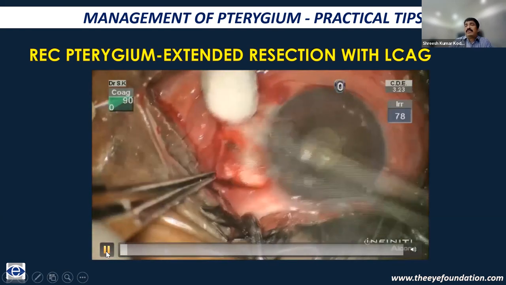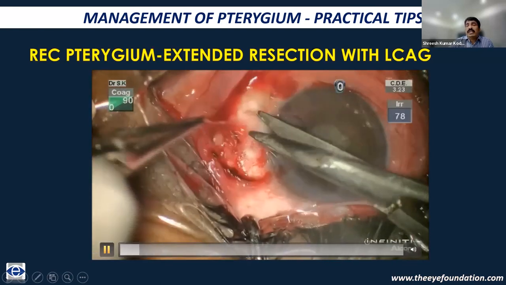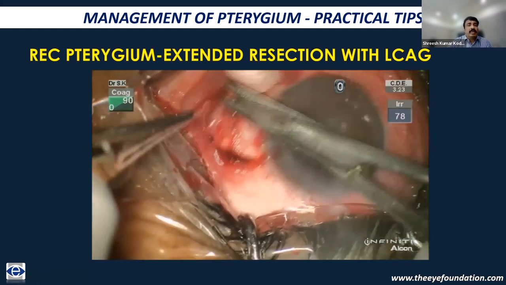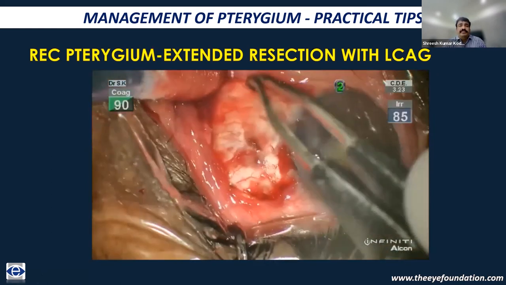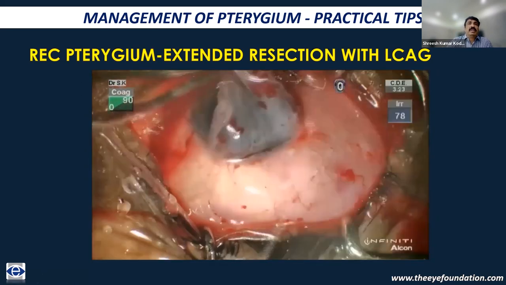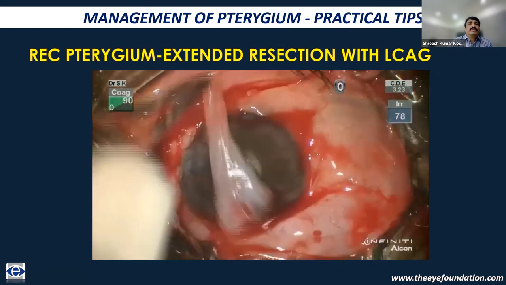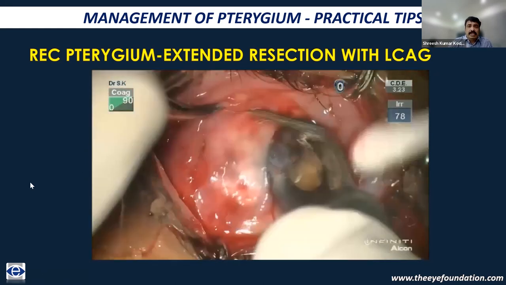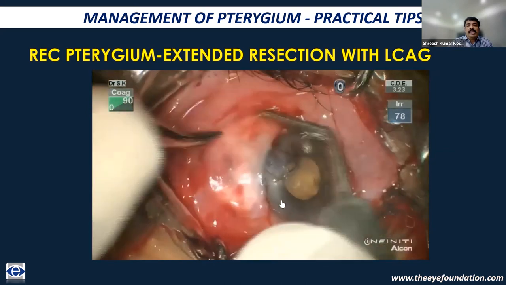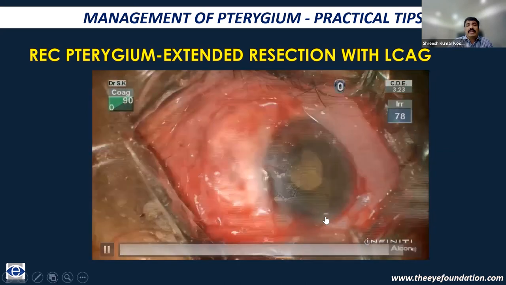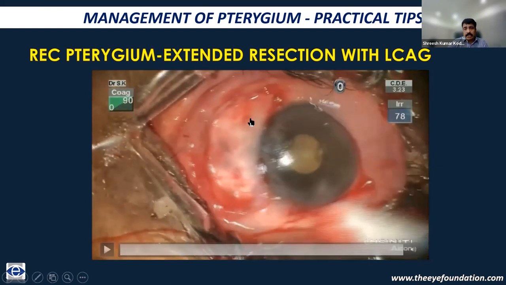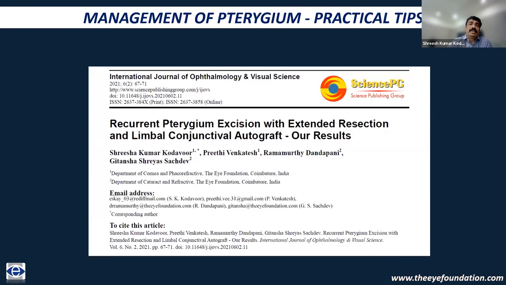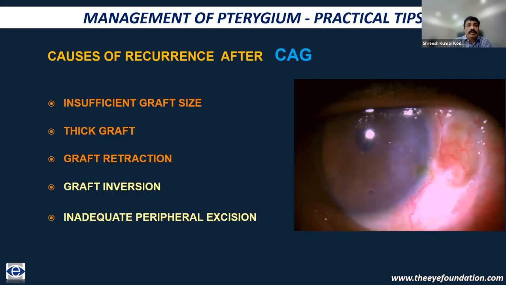And my technique for recurrent pterygium is extended resection, which goes beyond 1 millimeter of the normal conjunctiva. So I do a resection all around, and 0.5 millimeters of the Tenon's was also resected all around behind and beyond the excised conjunctival margin. And this is a conjunctival graft, which includes the limbal end of the tissue, that is a small thin area of limbal block of tissue is also included. It's a limbal conjunctival autograft. So it's an extended resection with limbal conjunctival autograft, and the results are good for recurrent pterygium. This was published in the International Journal of Ophthalmology, and our results are very good with this particular technique.